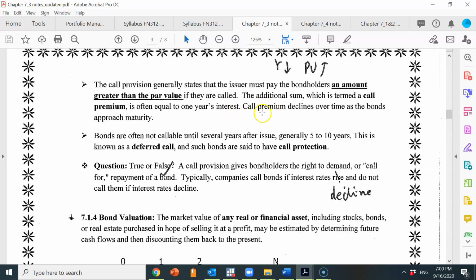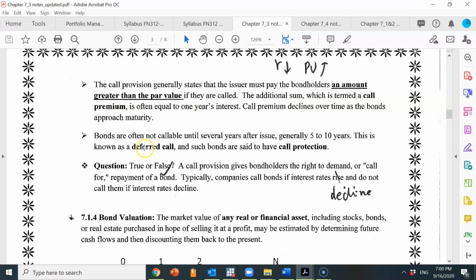Call premium declines over time as the bond matures. The call premium, the additional amount you are getting because of the earlier calling back of the bond, will decline as you reach the maturity date, because you collect more and more coupon payments as we get closer to the maturity date. So the compensation for you to have this bond called back earlier, the call premium, declines.